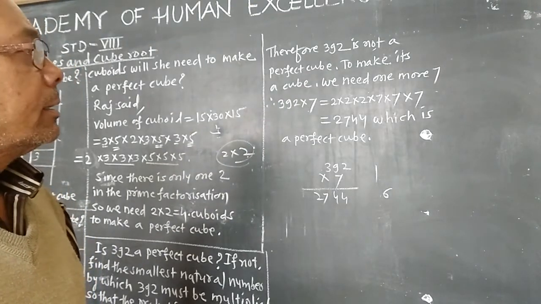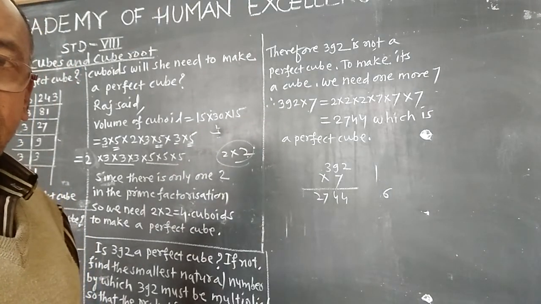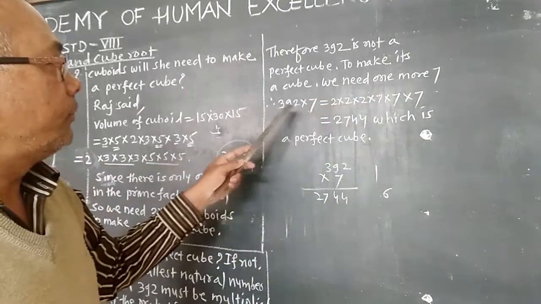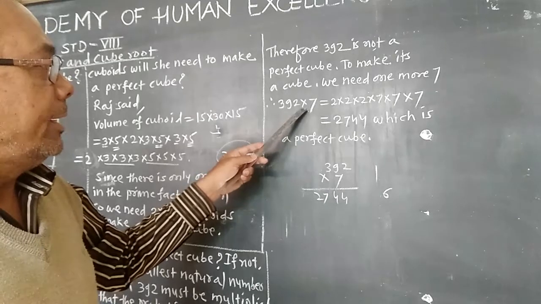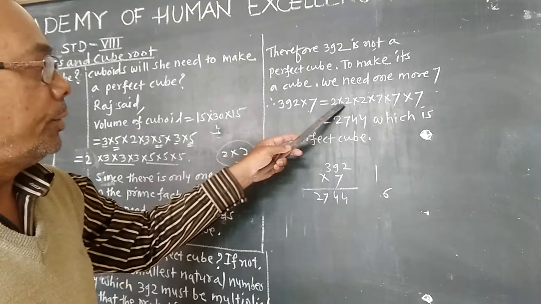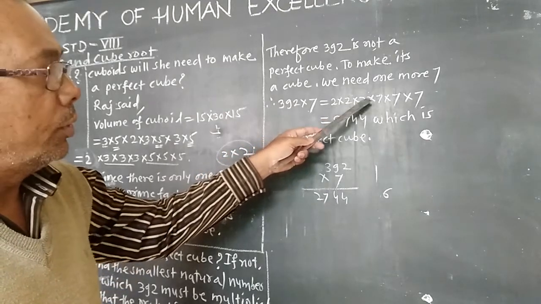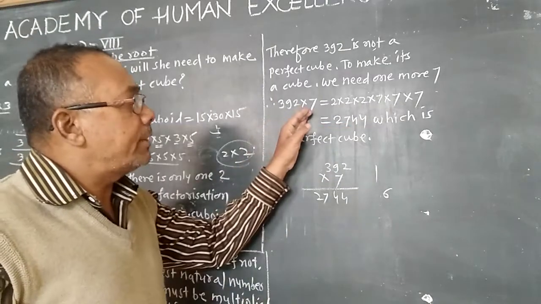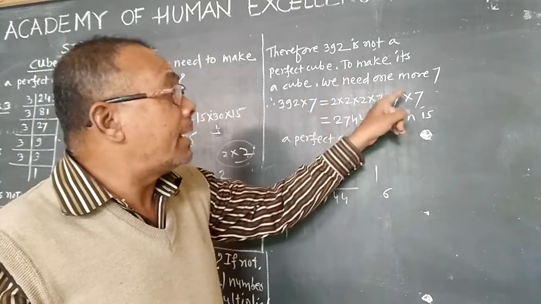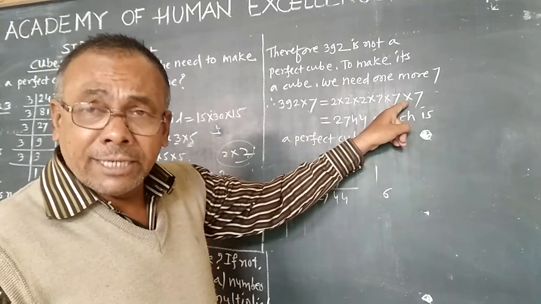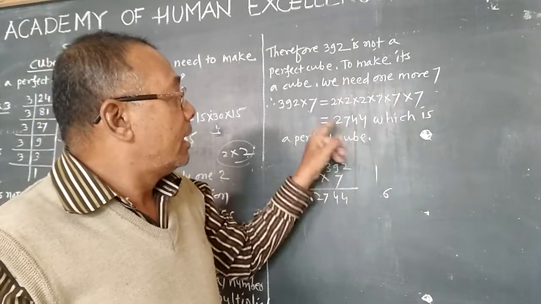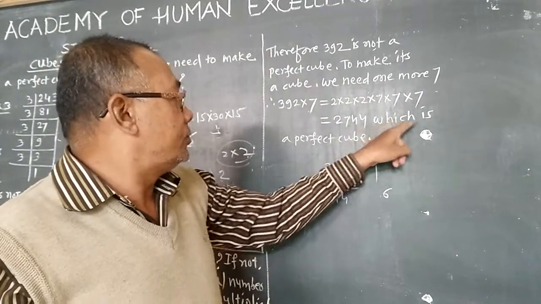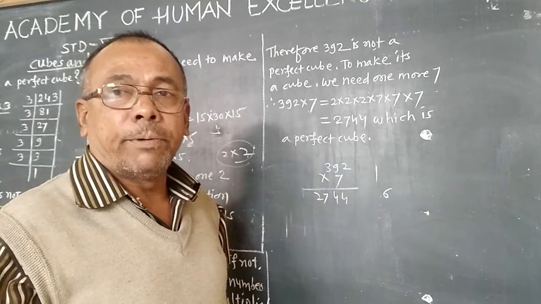Now to make it a cube we need one more 7, and therefore 392 into 7 is equal to 2 into 2 into 2 into 7 into 7 into 7. If we multiply the left side by 7, then we must multiply our right side also by 7, so that the product will be 2744, which is a perfect cube.